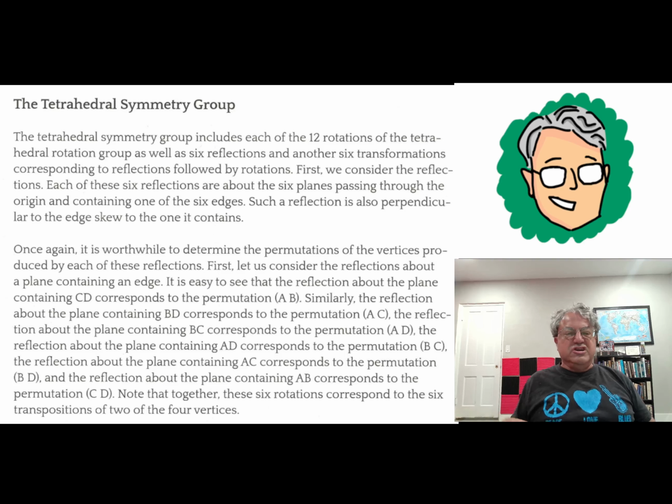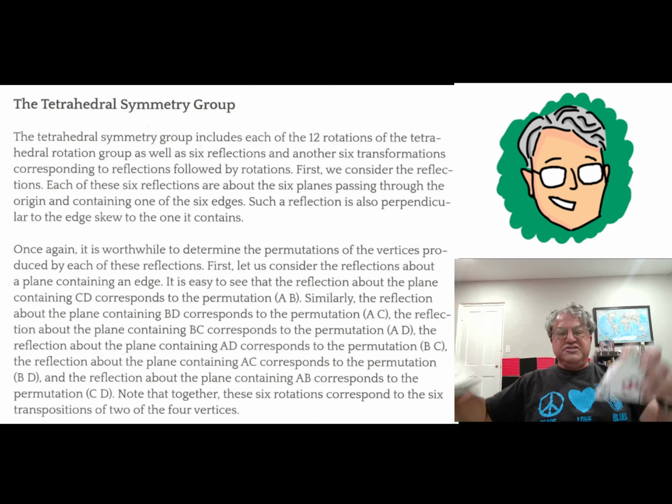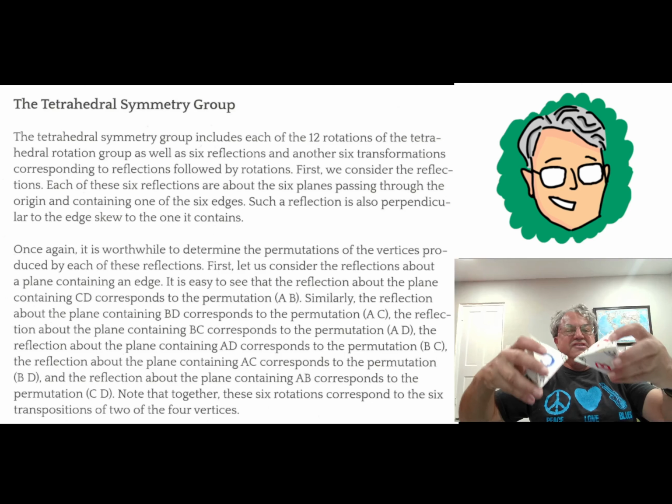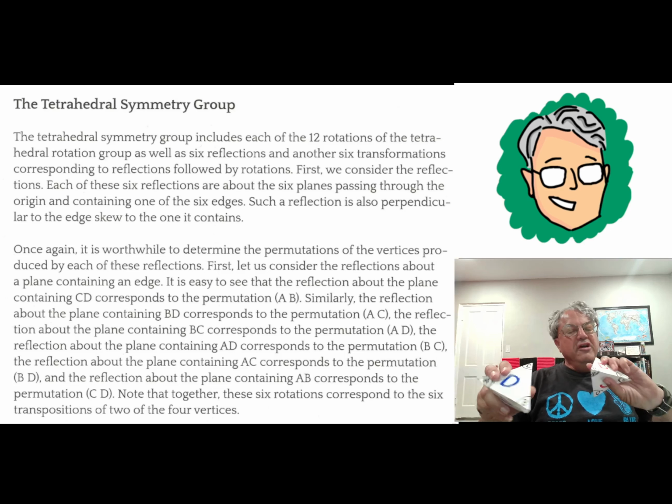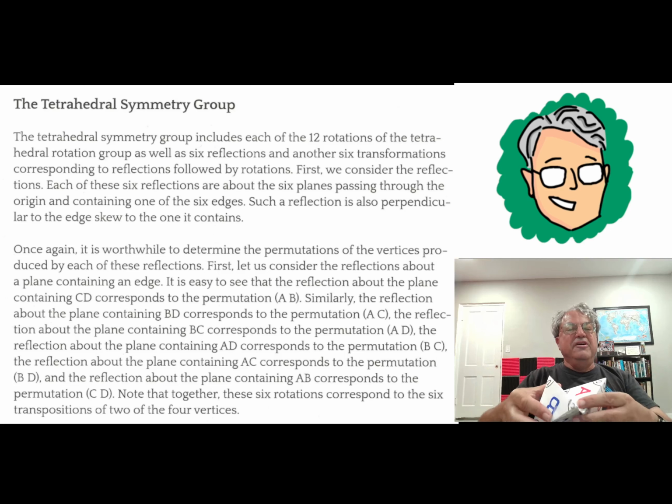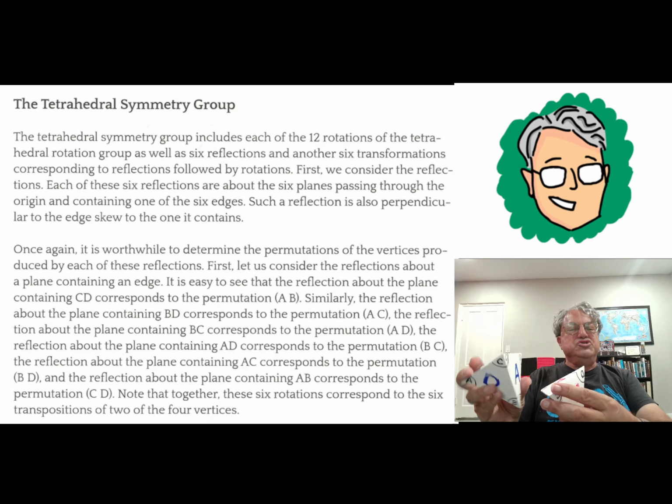Well, now I'm going to talk about a bigger group, namely the tetrahedral symmetry group, and I have another tetrahedron for that purpose. You'll notice that this one has letters in red, the other one has letters in blue, and you'll notice something else interesting about these tetrahedra, I hope. Notice that they're mirror images of each other.